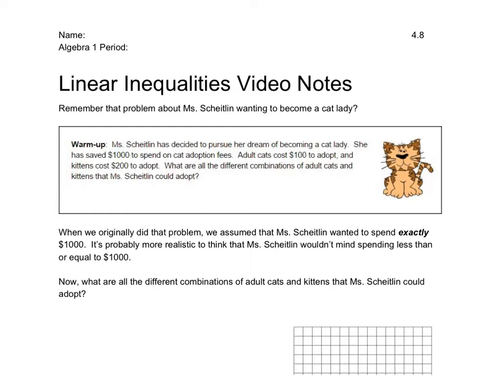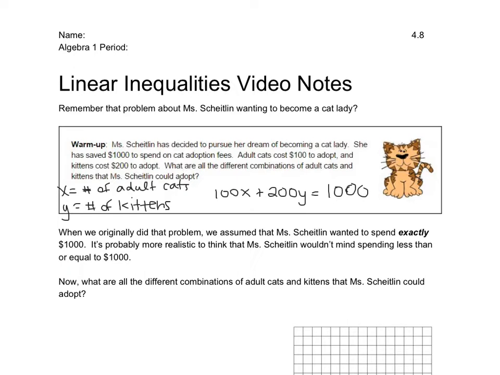And remember when we did this, we had x was the number of adult cats, and y was the number of kittens. And since she wanted to spend exactly $1,000, our equation was 100x plus 200y equals 1,000. And when we originally did that problem, we assumed that Miss Sheitlin wanted to spend exactly $1,000.